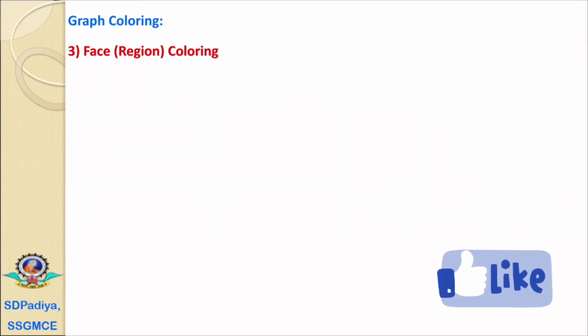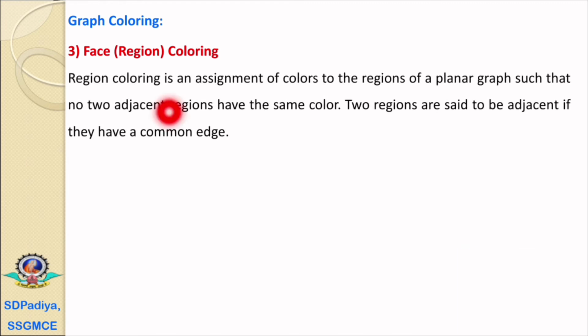Now we'll discuss the third type of graph coloring, that is face or region coloring. A region coloring is an assignment of colors to the regions of a planar graph such that no two adjacent regions have the same color. But which regions can we consider adjacent? Two regions are said to be adjacent if they have a common edge. If two regions have a common edge, only then do we consider them adjacent. If they have only a common vertex, then we cannot consider them adjacent.